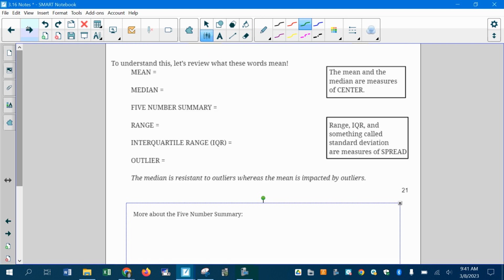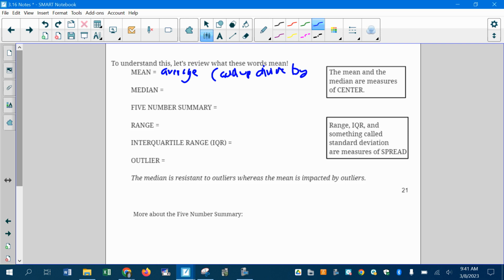Before we talk about that, let's just remind ourselves what mean and median are, okay? Remember that mean is a fancy word for average. And how do you find the average? You add everything up and divide by how many there are. You guys know that. It's the average. The mean, the average, is different than the median. The median, you might remember, is the one that's in the middle. Literally in the middle. When you line up all the data in order, it's the one that's in the middle.